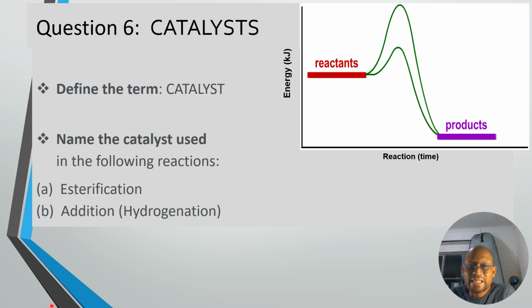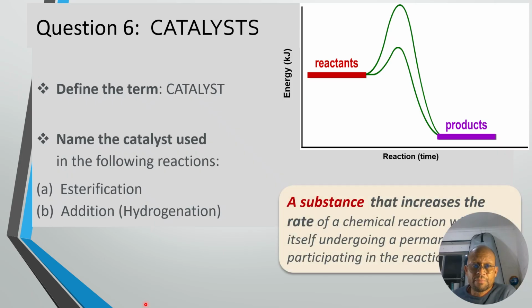Define the term catalyst and then name the catalyst used in the following reactions. Very nice question where rates of reactions is now mixed with organic chemistry, and we know we've done this in the beginning of the year. Okay, now be careful when you give the definition for a catalyst. It's a substance that increases the rate of a chemical reaction without itself undergoing a permanent change by participating in the chemical reaction.